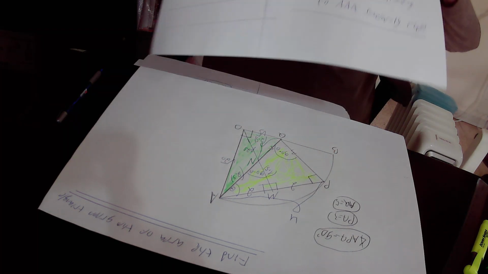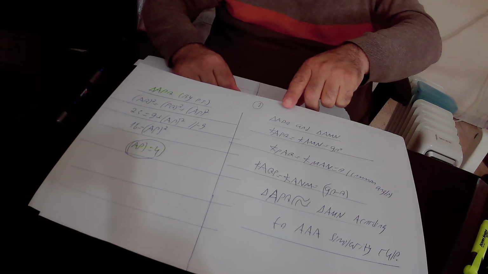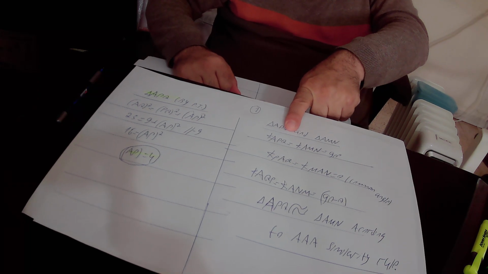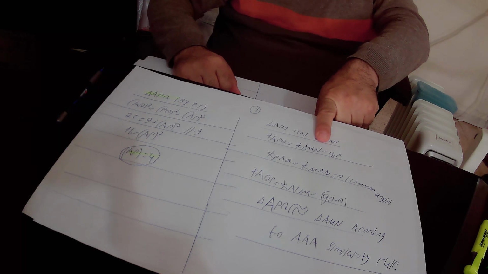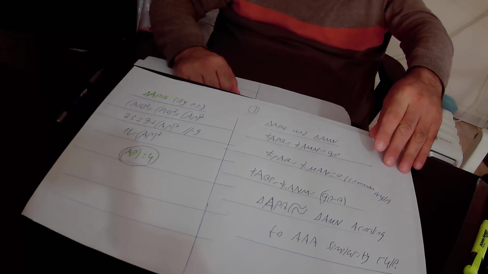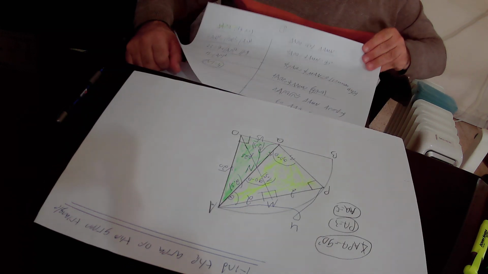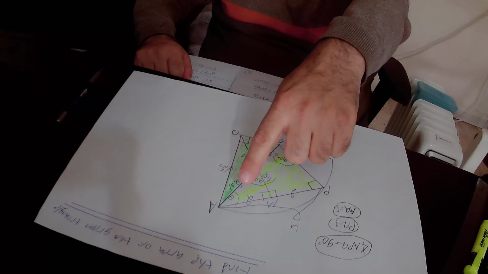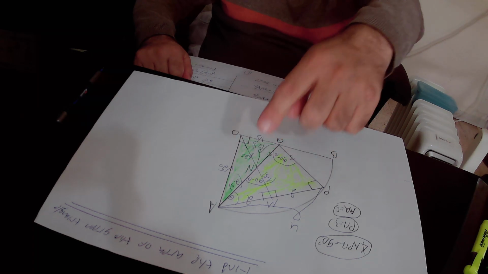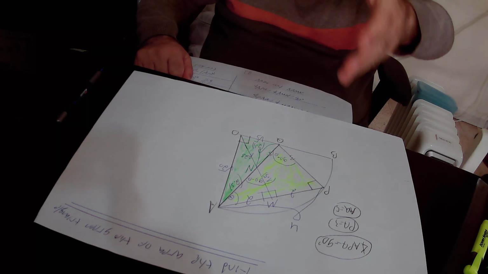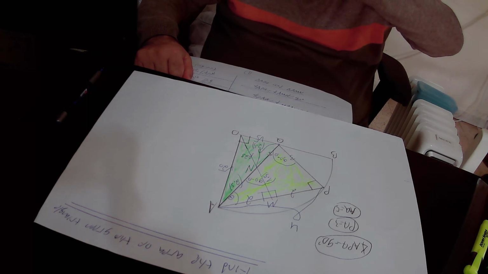I repeat again, angle APQ in the big triangle equals angle AMN in the small triangle. They are both equal to 90 degrees, therefore they are equal to each other. In addition, this angle equals theta. It is a common angle that belongs to both triangles, as you can see here. Therefore, angle theta equals itself.